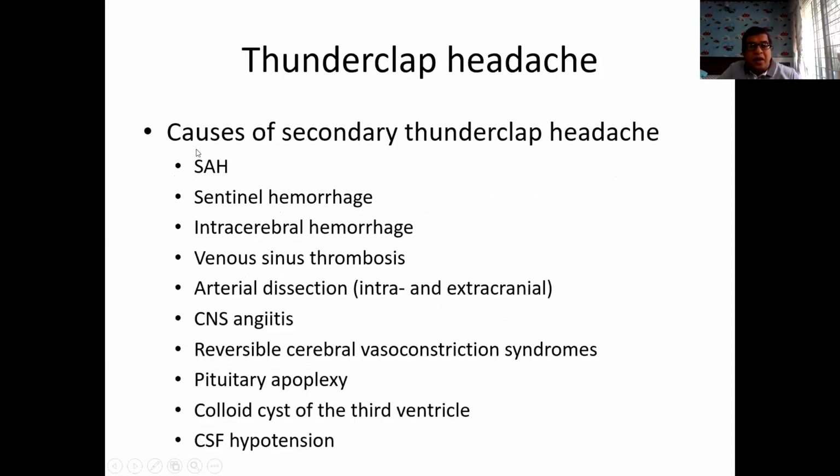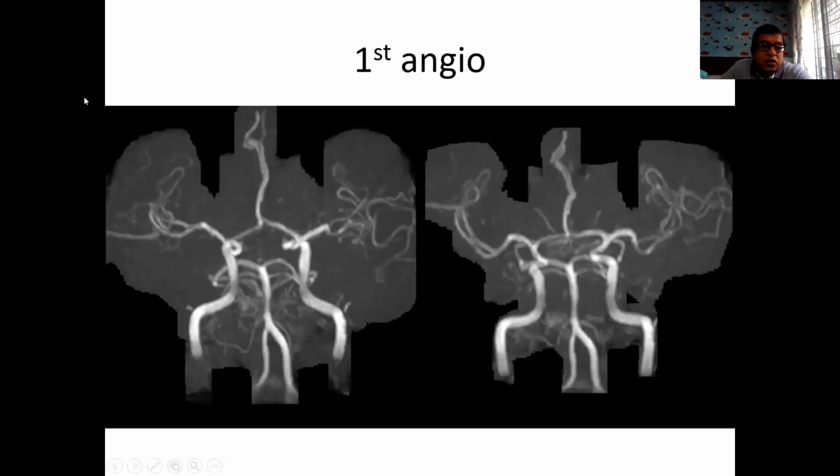The causes of secondary thunderclap headache, something which looks like thunderclap headache but is secondary, include a large number of disorders which are all related to vessels. So subarachnoid hemorrhage, sentinel hemorrhage, intracerebral hemorrhage, venous sinus thrombosis, dissection, CNS angiitis, RCVS, all these disorders are related to the vessels. So one has to remember that if you are looking at a patient of thunderclap headache, don't just look at his brain, but also one should look at his vessels. That is the message.